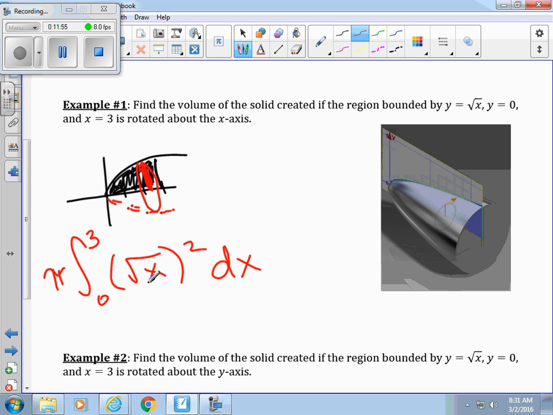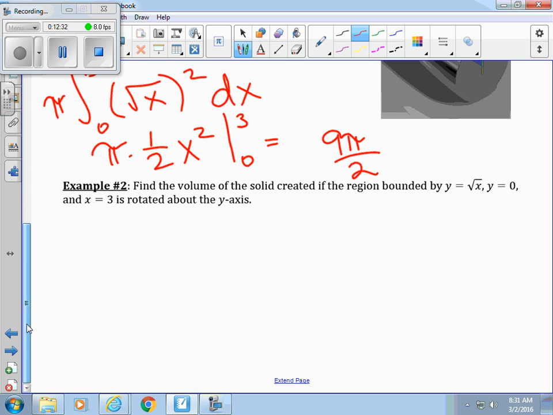So this is just x. The antiderivative would be 1/2 x squared, from 0 to 3. 9 pi over 2 minus 0. So the volume of that solid is 9 pi over 2 cubic units. If it doesn't tell us what units to use, then just leave it as 9 pi over 2. You can put units cubed.